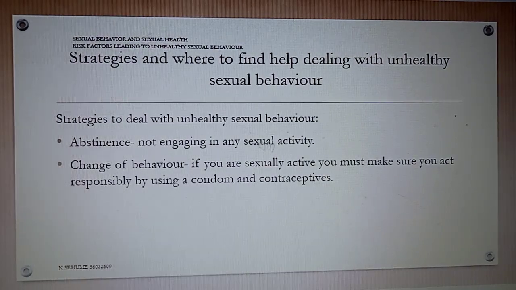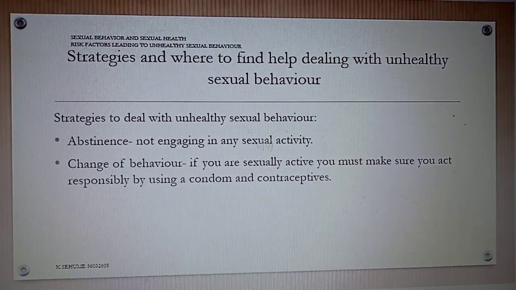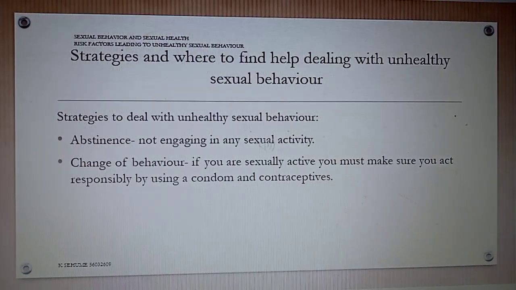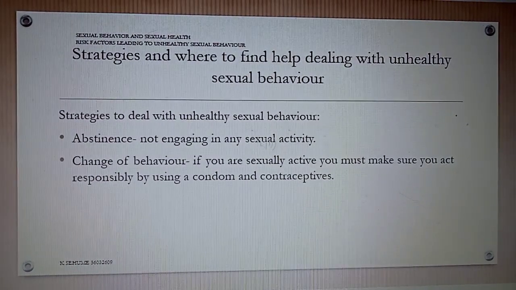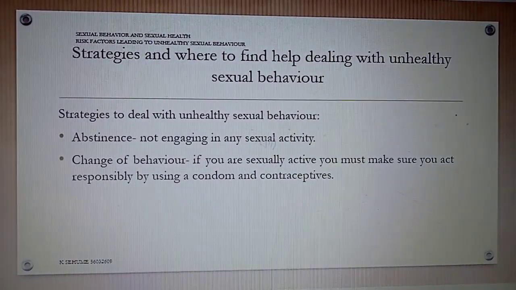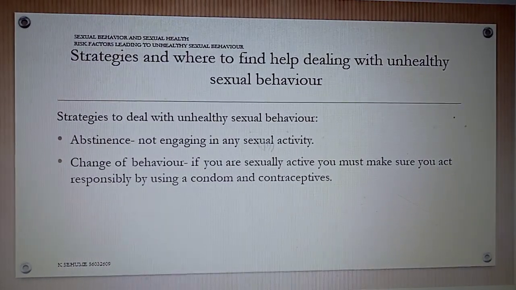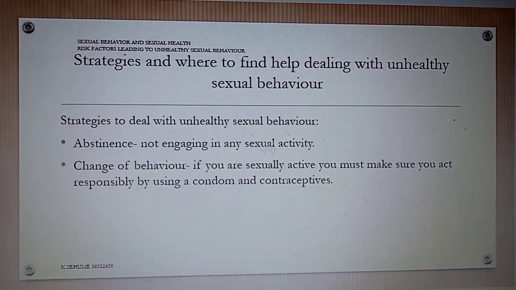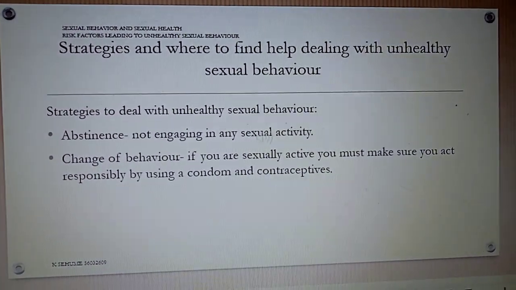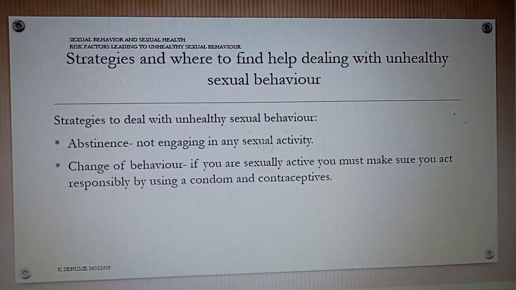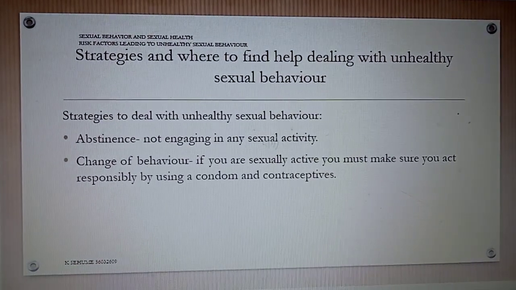Strategies to deal with unhealthy sexual behavior. The first point is abstinence, meaning that you are not going to engage in any sexual activity. If you are not engaging in any sexual activity, then you are unlikely to fall pregnant. You are unlikely to have HIV and AIDS because you are not engaging in any sexual activity. Then we have change of behavior. Act responsibly by using a condom and contraceptives.